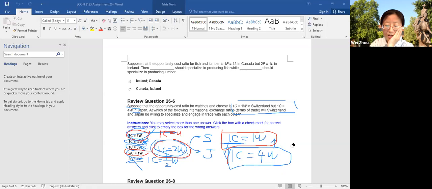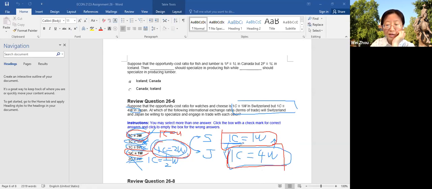Okay, let me clean it up so it looks better. So anything between one watch, it has to be bigger than that. That is how much it costs in Switzerland, and it has to be less than 4 watch because that is how much it costs in Japan. You cannot buy something more expensive than how much it costs you to make.